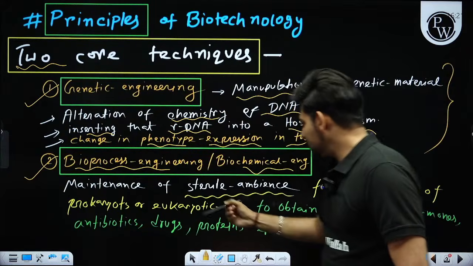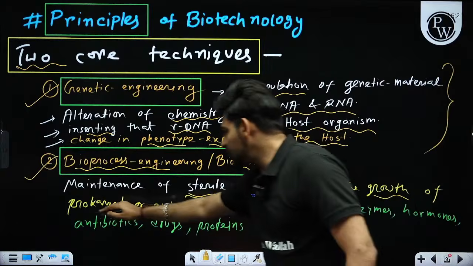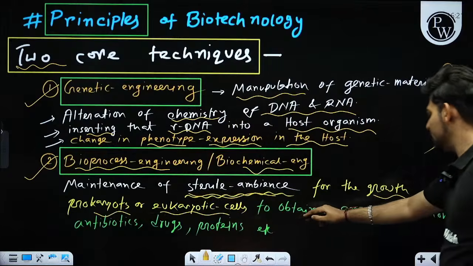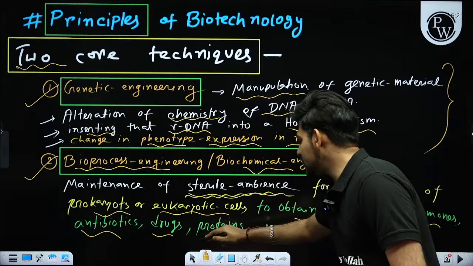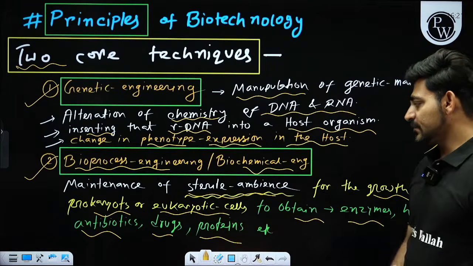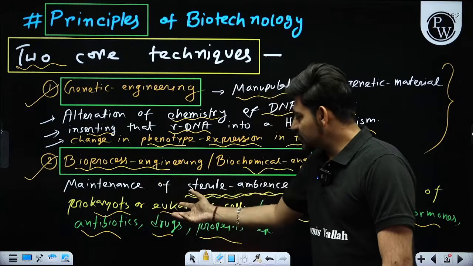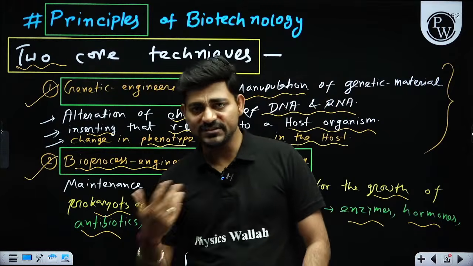So maintenance of a sterile ambience for the growth of those genetically modified prokaryotic or eukaryotic cells to obtain enzymes, hormones, antibiotics, drugs and proteins. These are the things which can be done under bioprocess engineering. I am explaining it with an example.